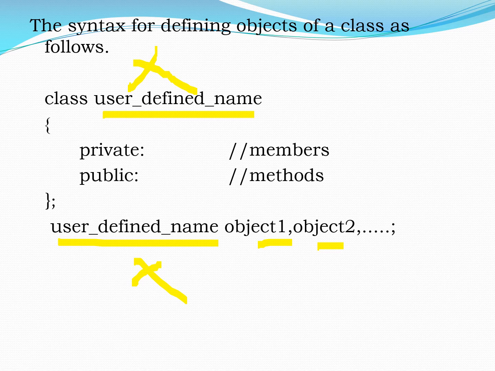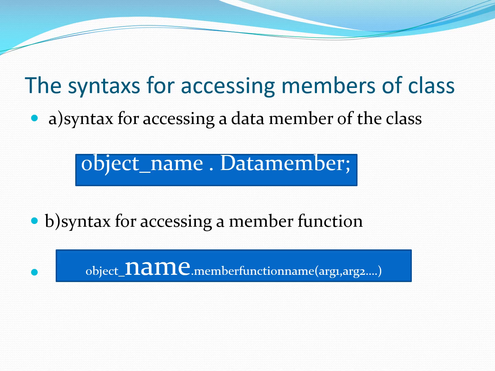Objects are separated by using a symbol called the comma operator. Once all the objects are created, the last object should end with a semicolon. Once the semicolon is given, it is understood that all the declaration of the objects ends for the user defined name. Here we have a syntax for accessing members of classes.